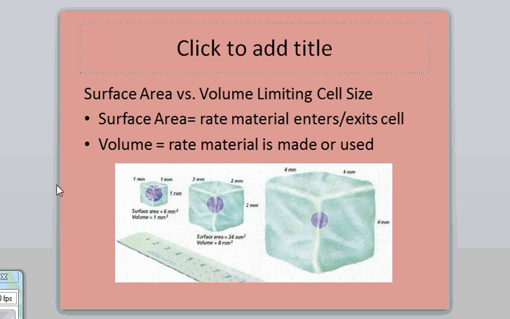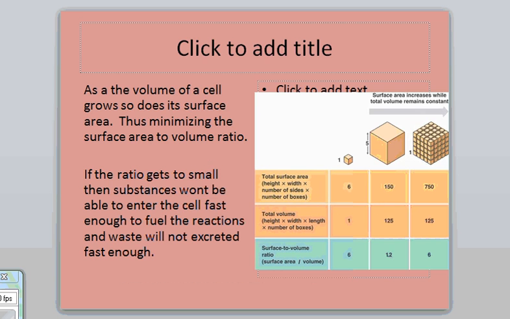So if we continue to look here at cell surface area versus volume, as the volume of a cell grows, so as the cell gets larger, the surface area also grows. But as those numbers grow, the ratio between the two minimizes or decreases. And as that ratio gets smaller, the substances won't be able to enter the cell fast enough to fuel the reactions that are occurring.